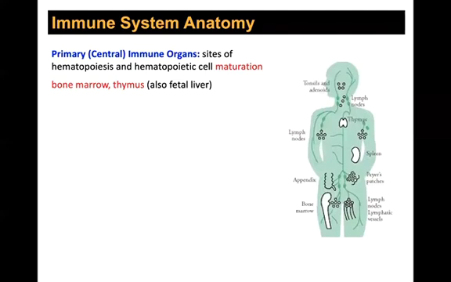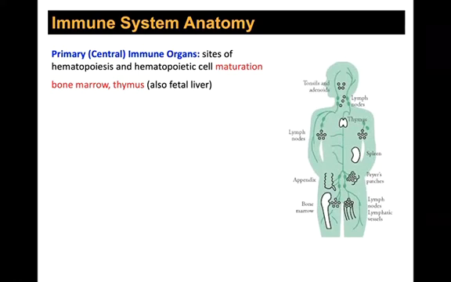So we differentiate two different kinds of immune organs. There are the primary or central immune organs, and this is where hematopoiesis occurs and hematopoietic cell maturation. In an adult, that's primarily the bone marrow and thymus. In the developing fetus, this also can occur in the liver and some other sites. But for the purposes of this class, the two main central immune organs are the bone marrow and thymus.